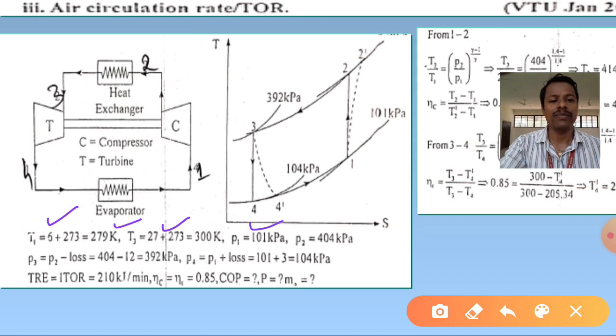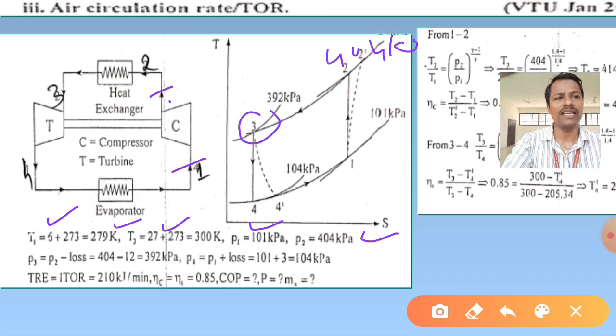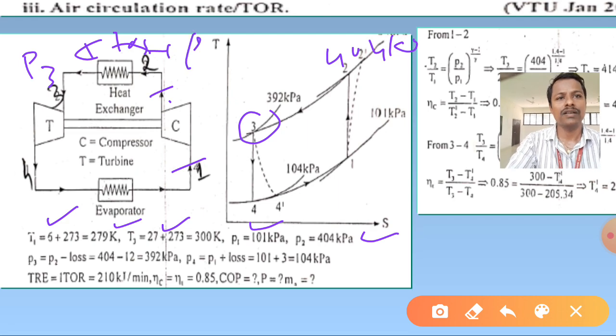Then P1, that is the pressure at the inlet of the compressor, 101 kilopascal he has given. P2 after compression is 404 kilopascal. So, P2 we have written here. Then again, we can calculate the pressure at point 3. While air is moving from 2 to 3 inside the intercooler, there is a loss of 12 kilopascal of pressure. So, therefore, the final pressure P3 will be equal to the loss plus P2.